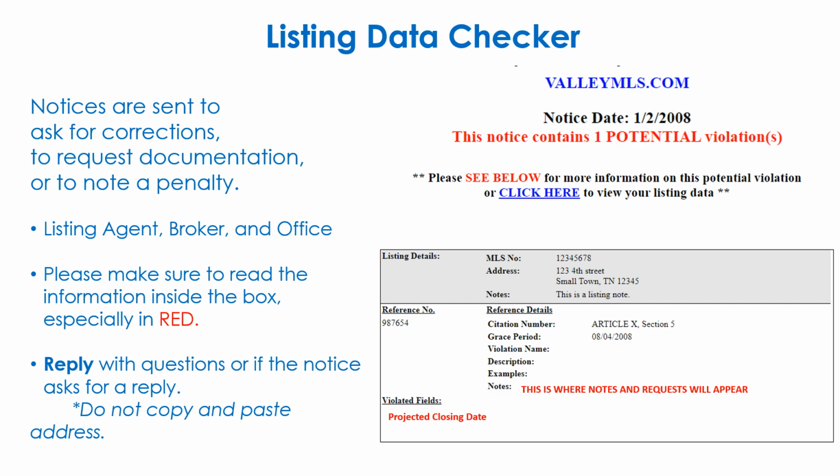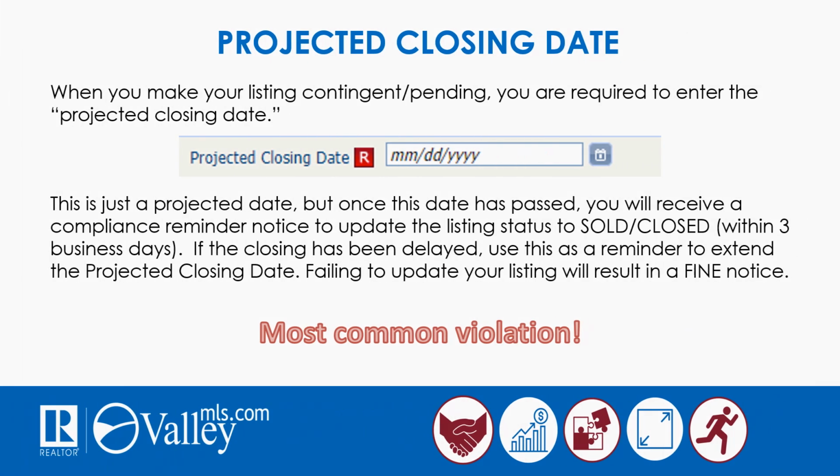Let's talk about some of the fines that we see quite a bit in the MLS. The first one is projected closing date. This is our most common violation, so let's cover that today so you don't see a potential fine down the road. When you make your listing contingent or pending from an active status, you have an accepted offer, you're going to be required to enter the projected closing date. You can see that field below with the red R, which is a required field. So is it going to be 30 days out, 45 days out? Is it going to be a cash closing? It could be 10 days away. You just need to enter in the projected closing date.